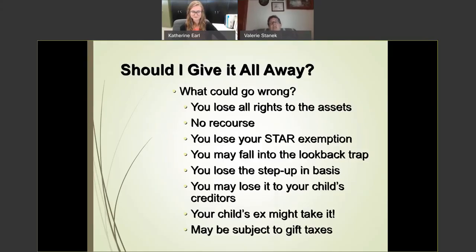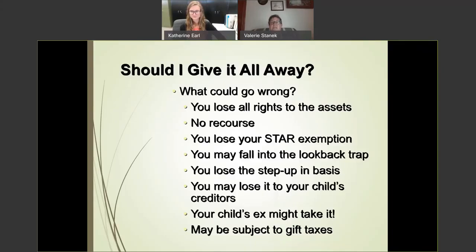You may also fall into the look-back trap. I refer to this as the look-back trap. Most of you probably know what I'm talking about when I say look-back, but let me describe that to you. If you are gifting assets away, in order to qualify for Medicaid down the road, you have to have done that 5 years before you apply for Medicaid assistance. So that's the look-back period, that 5-year period.